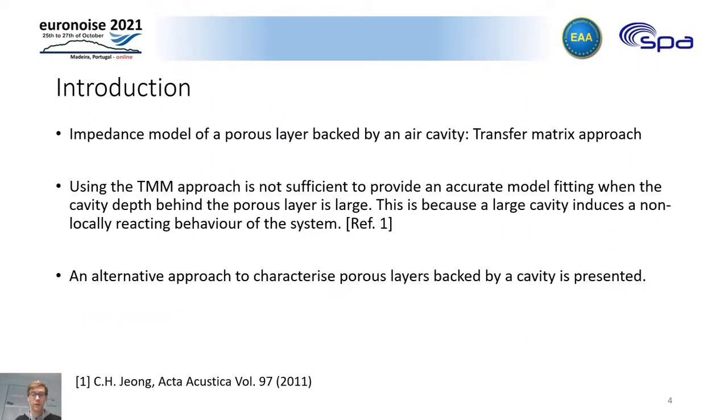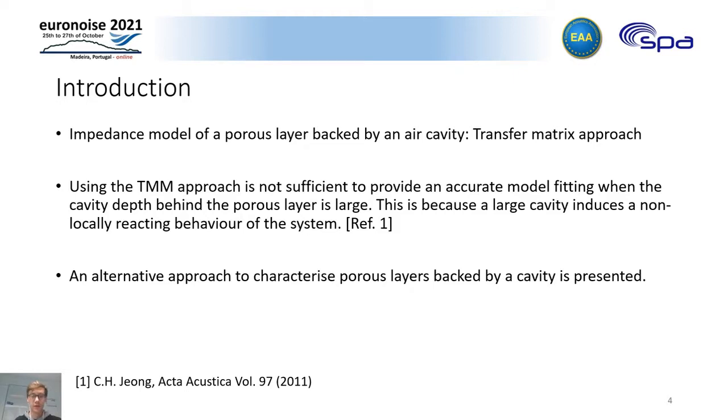A straightforward approach to tackle this new problem of a porous layer backed by an air cavity is to simply modify the impedance model of the model fitting procedure using the transfer matrix approach. So simply computing the predicted impedance by computing the impedance of an air gap and using the transfer matrix approach to put a porous layer on top of that.